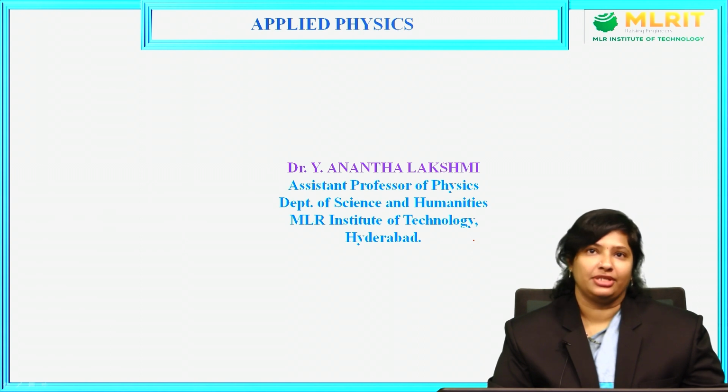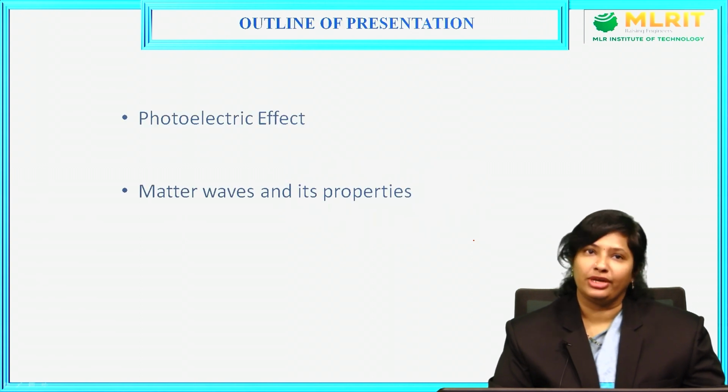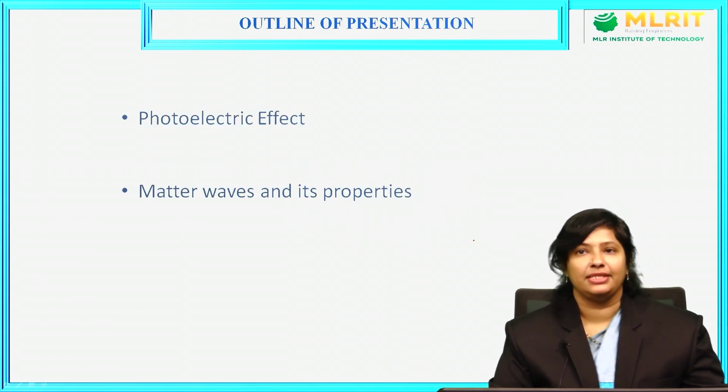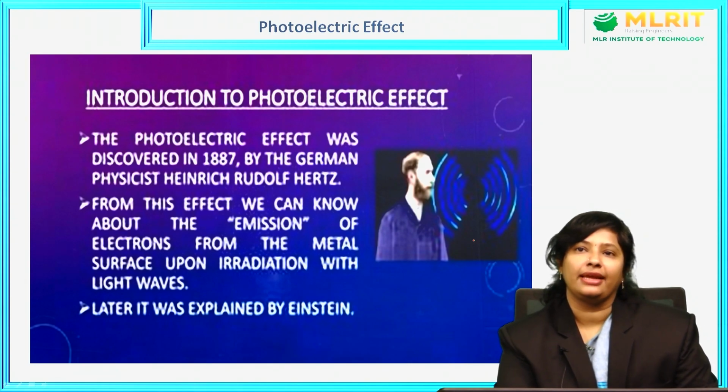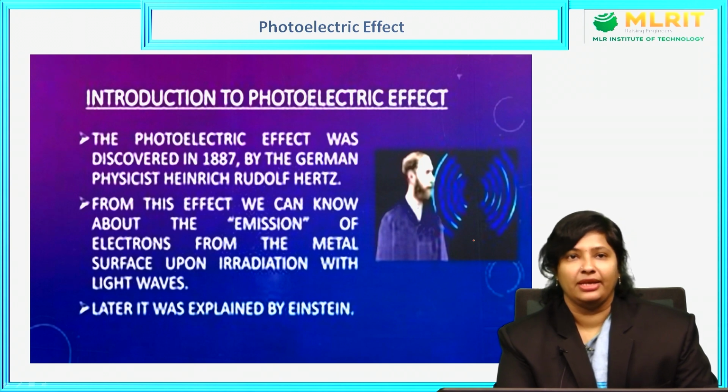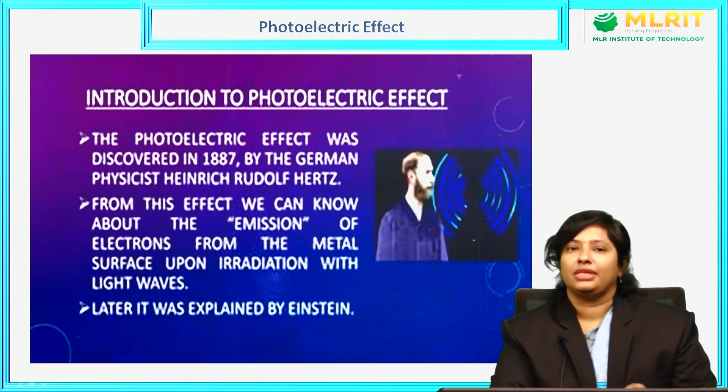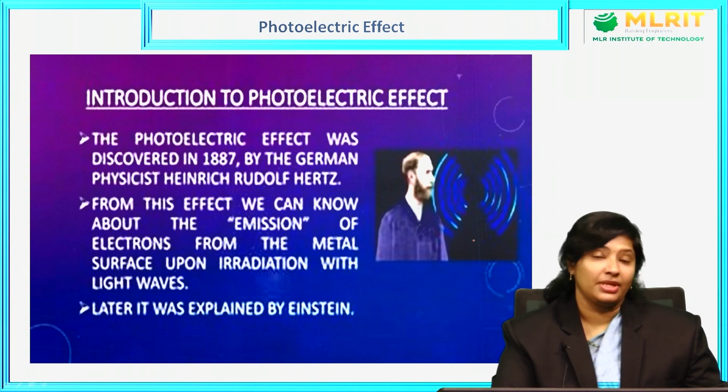In today's lecture series, let us discuss the photoelectric effect, matter waves and its properties. This photoelectric effect was discovered in the year 1887 by the German physicist Rudolf Hertz. From this effect, we came to know that electrons are emitted from a metal surface when this metal is exposed to external radiation, which is in the form of a light wave. Later, this phenomenon was explained by Einstein.